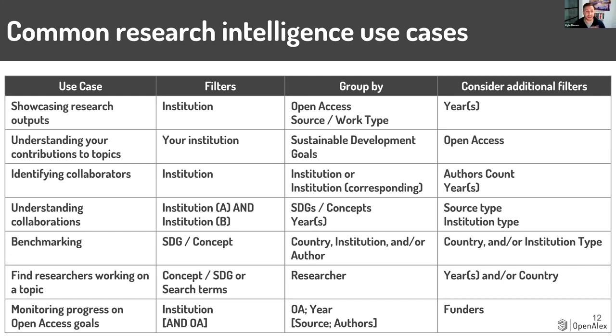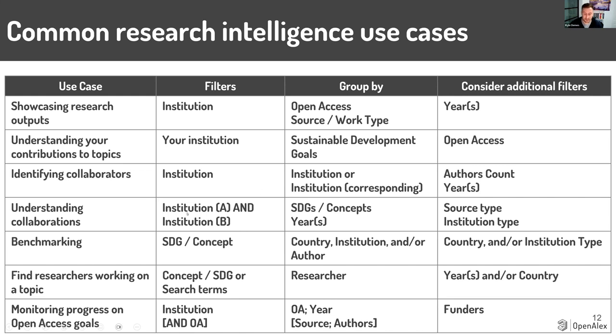Identifying collaborators, again, you'll start with your institution and then you'll group by institution. So what that's going to do is show you for your institution's publications, who are the leading institutions co-publishing with you. So really simple to get that information. Then you might want to understand your collaborations with a particular institution.